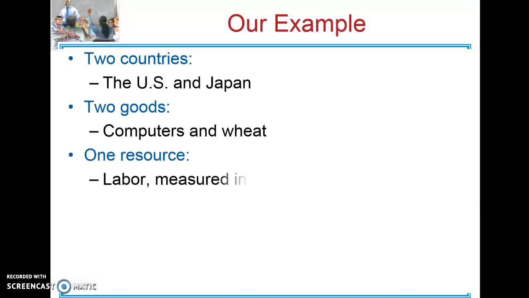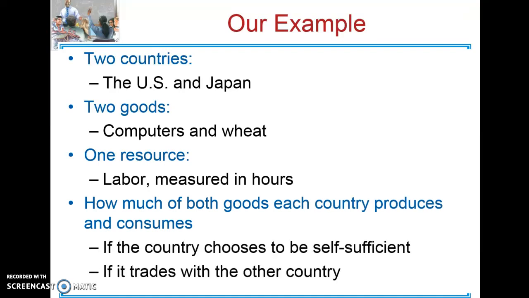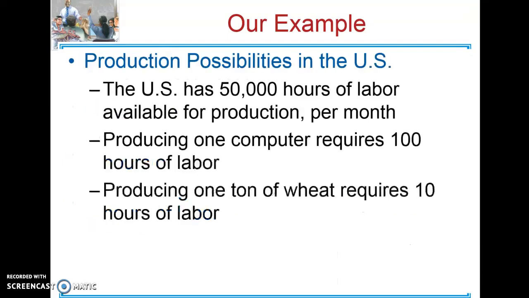We're going to look at two countries, the US and Japan, and we're going to look at two goods, computers and wheat. Our resource is labor, and we're going to measure this resource in hours. How much of both goods each country produces and consumes. So we're going to look at if the country chooses to be self-sufficient and if the country chooses to trade with the other country.